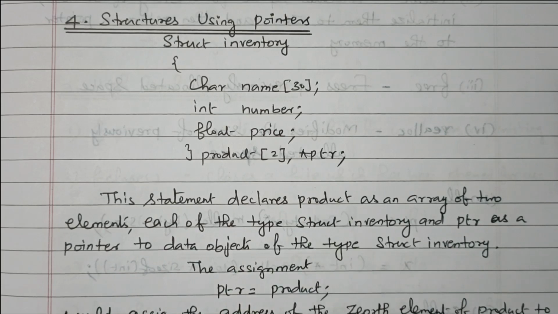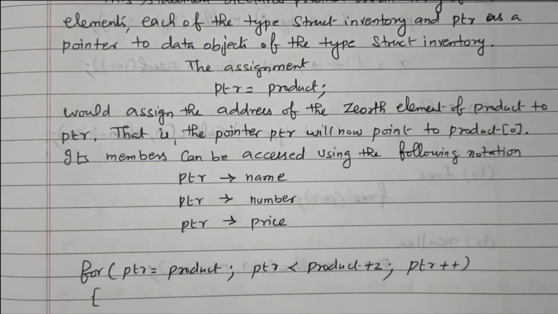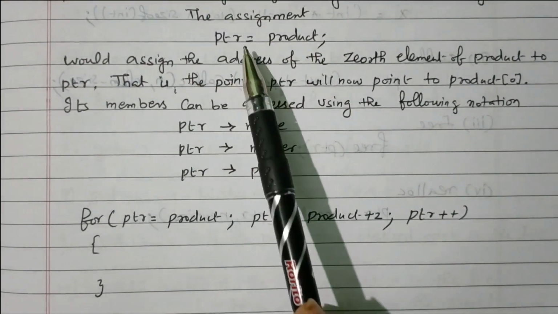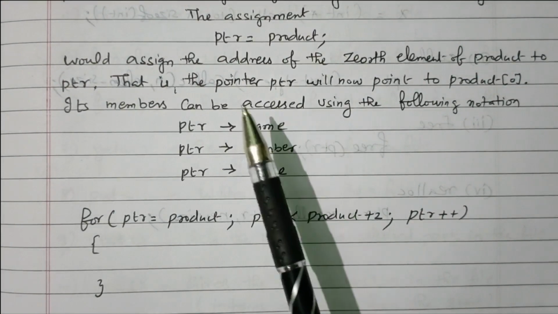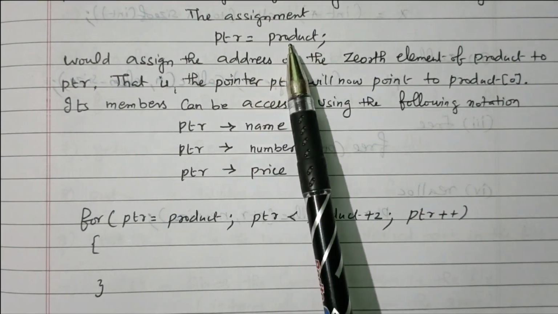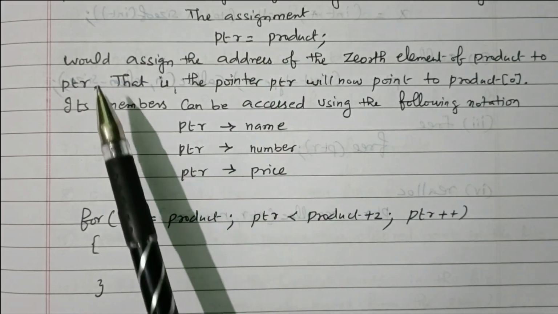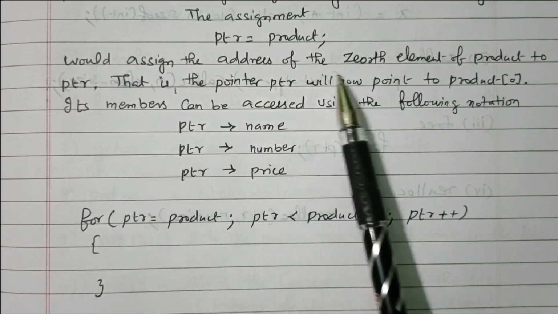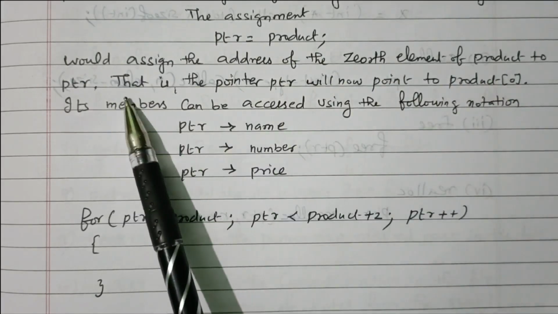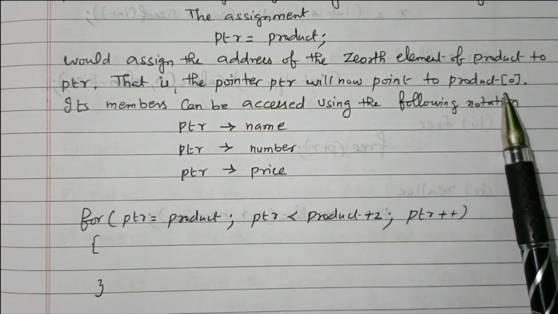Now we'll see how we can use this pointer in the structure. What is the process? ptr = product. Like p1 = mul, where we assign the function to the pointer, similarly this product is now assigned to ptr. So what will happen here? It would assign the address of the 0th element of product to the pointer. That is, the pointer ptr will now point to product[0].